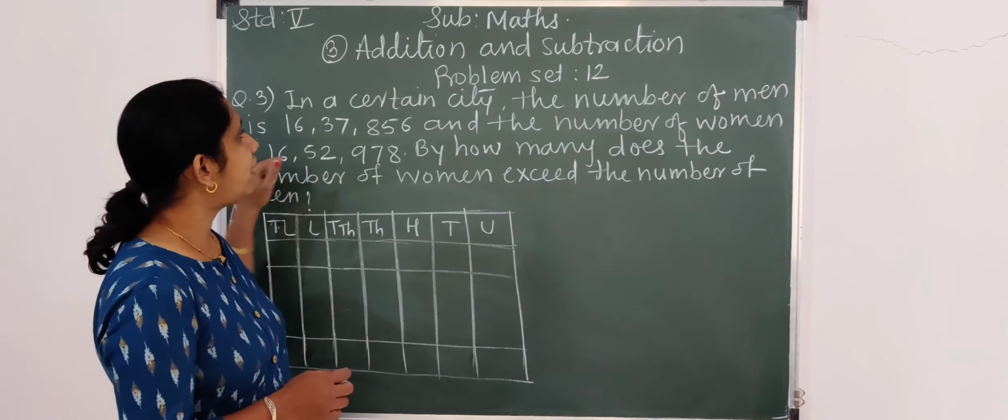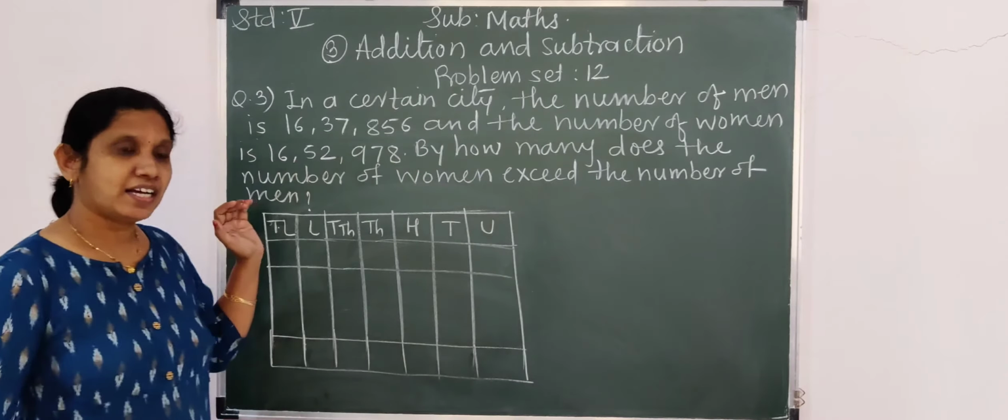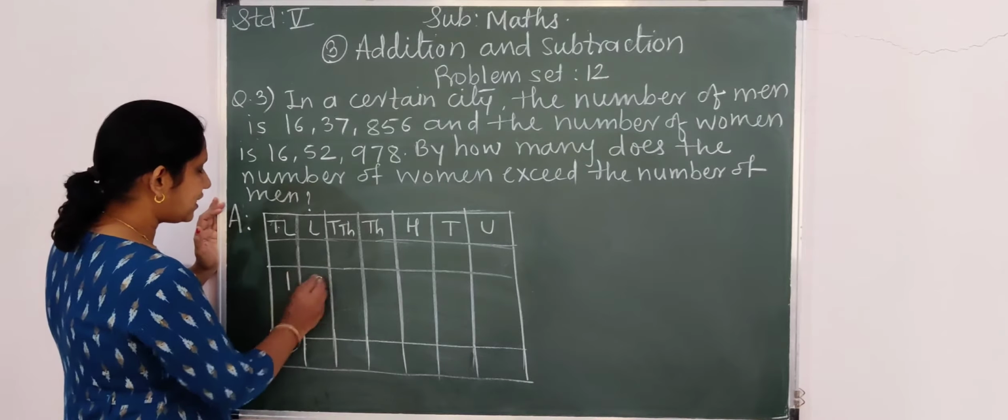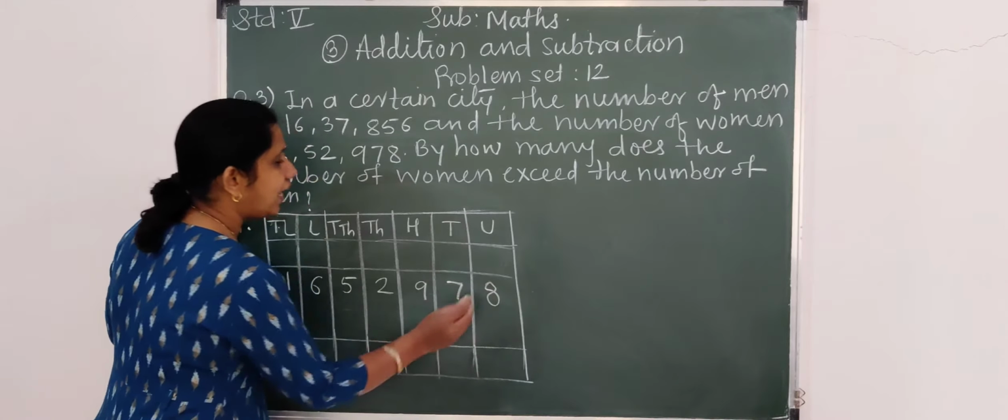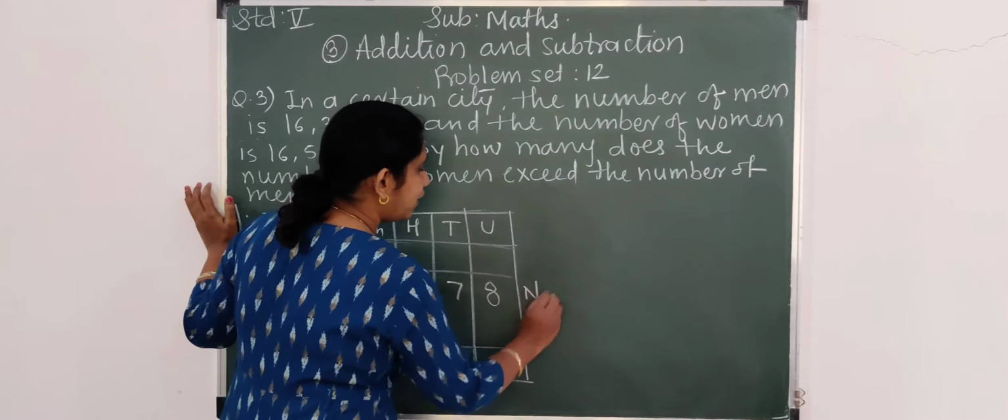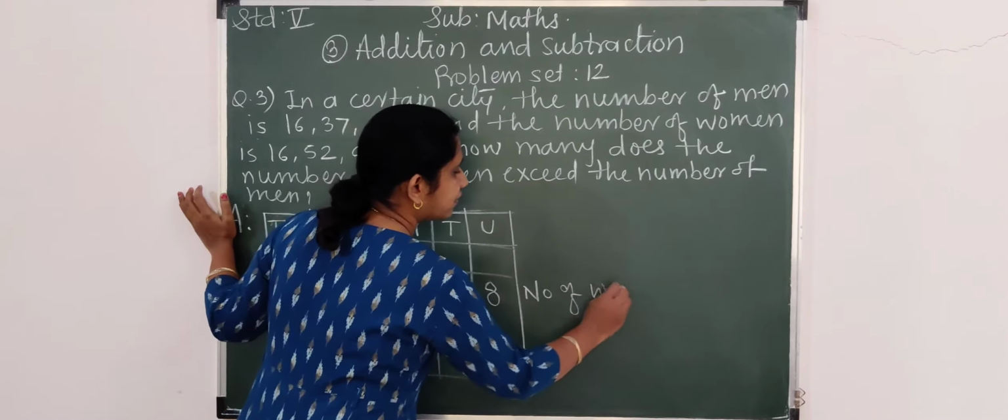Now which number is big? The number of women is greater. So let's write here 16 lakhs 52,978. Here you can write number of women.